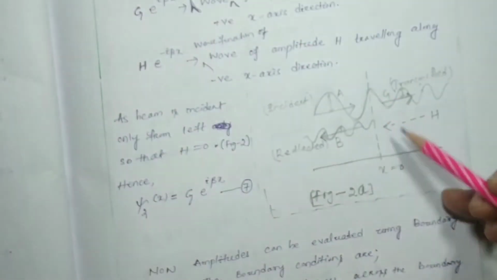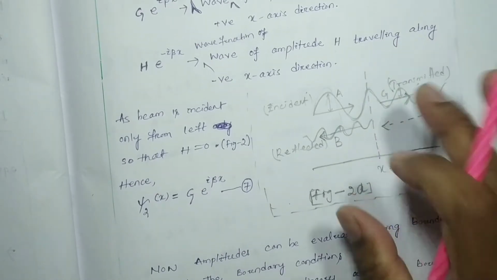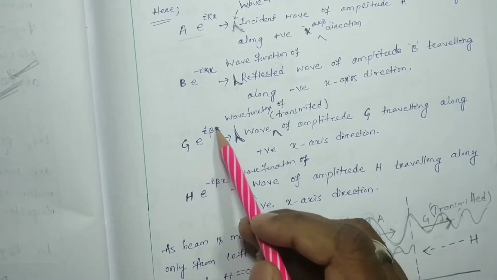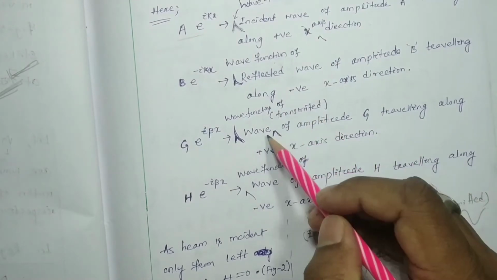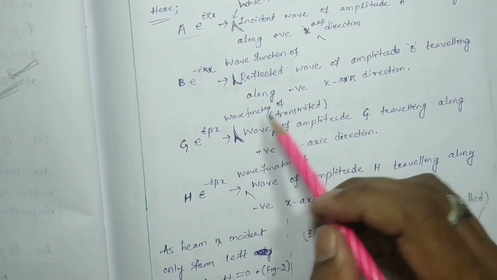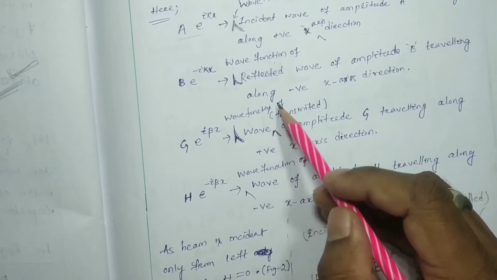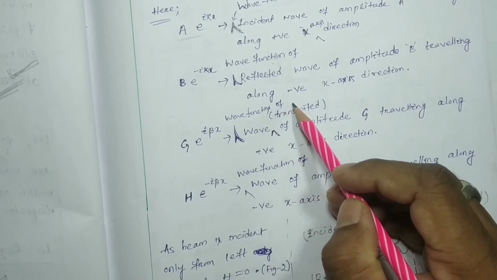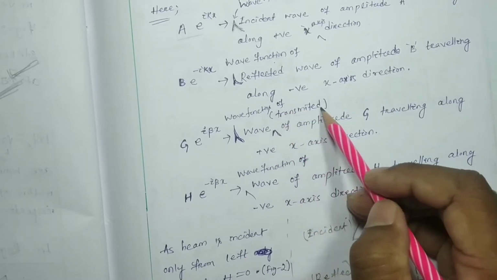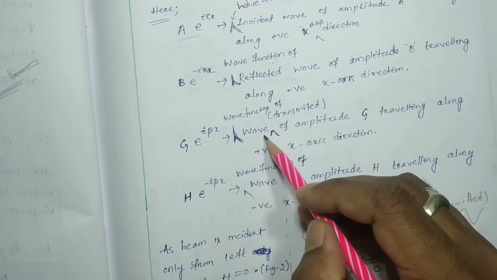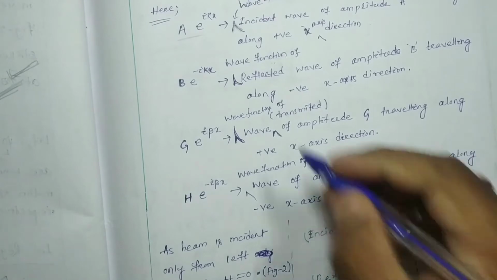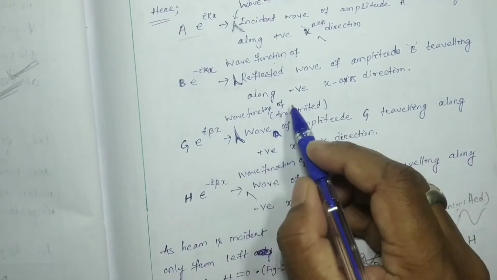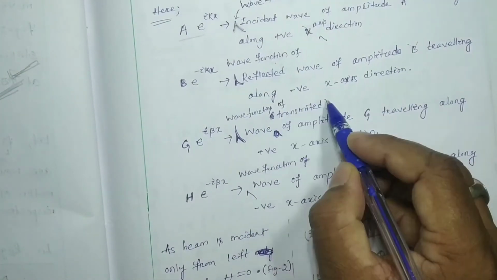Okay, these all four have been represented in this figure. G e to the power i beta x is the wave function of the transmitted wave of amplitude g. Here there is no comma, and there is no bracket.